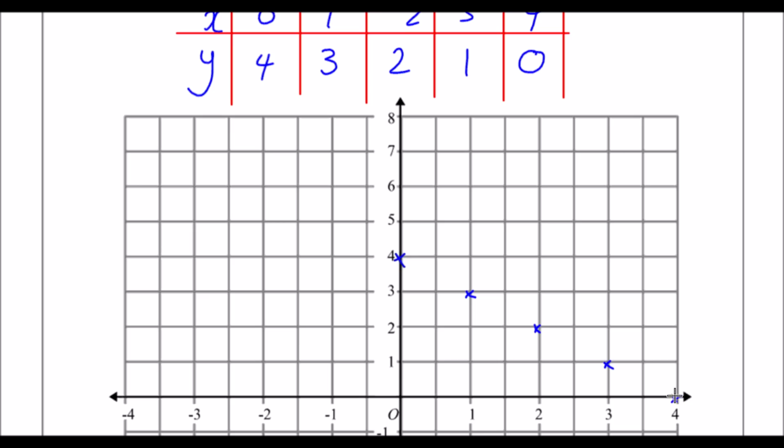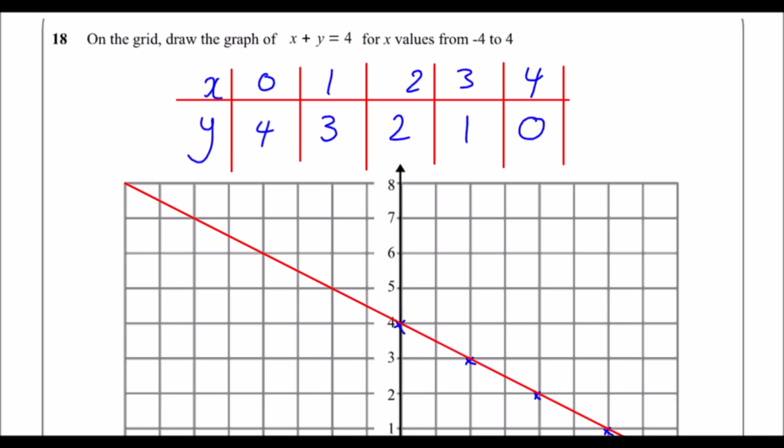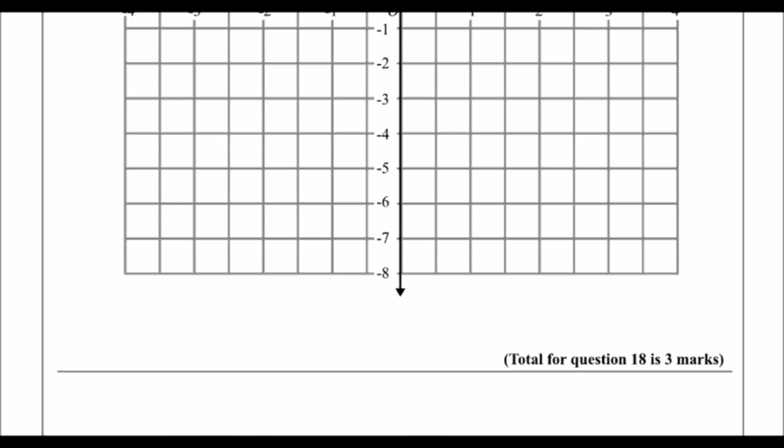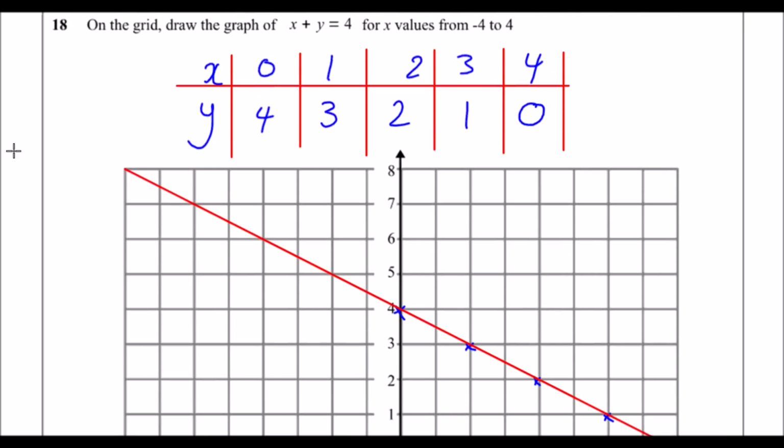We have to extend the line all the way across the graph because it needs to go from -4 to +4. And there's our straight line. And that's done.